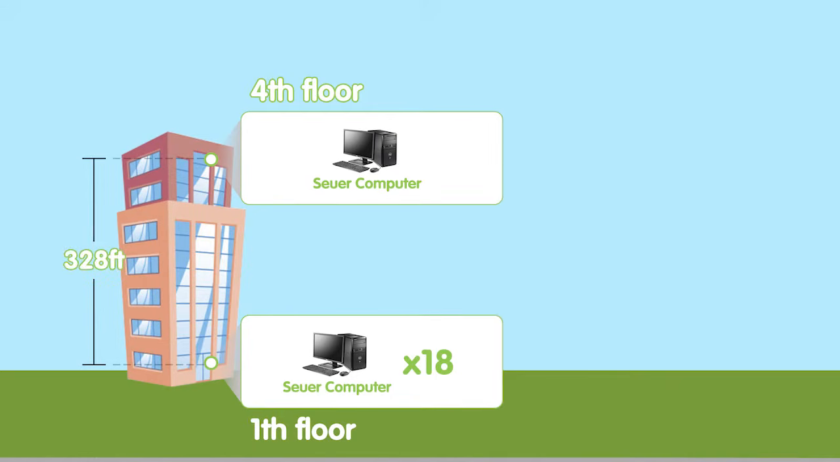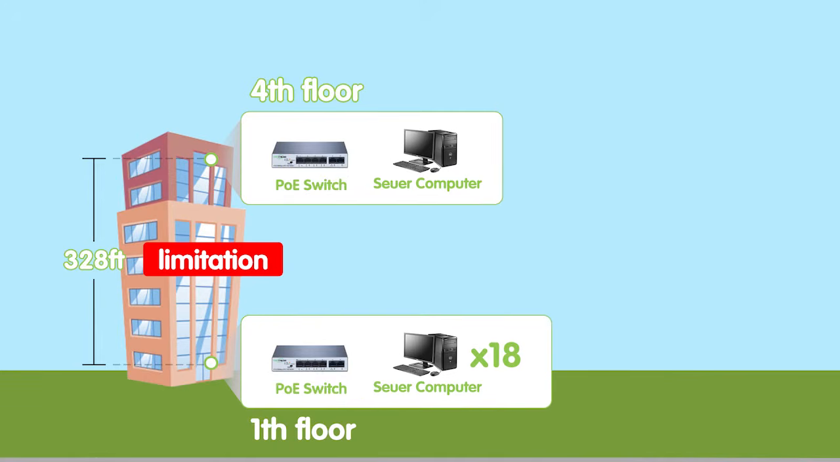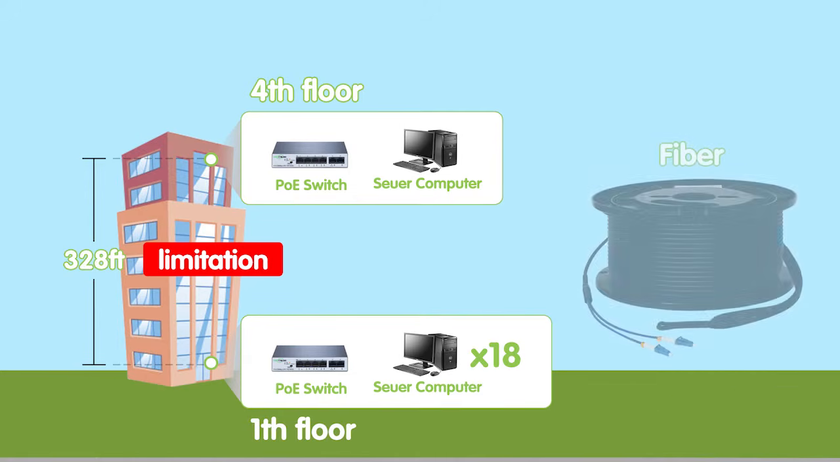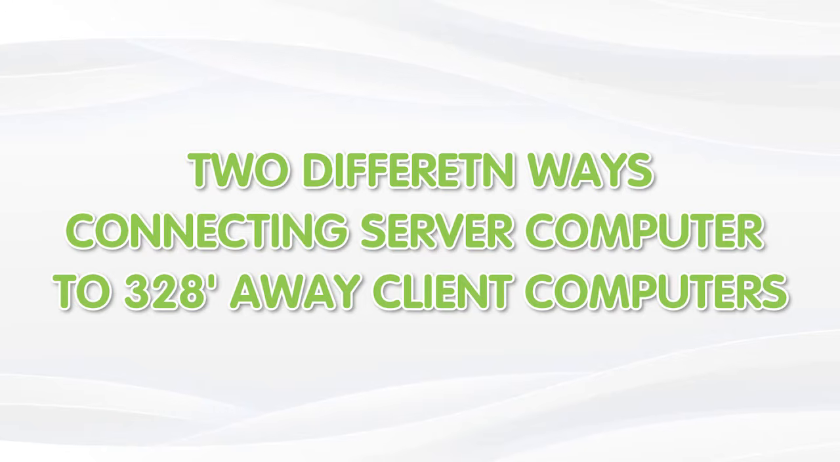We know there's a distance limitation for Ethernet cable connection, so the distance becomes a big task in order for him to connect the server computer to the 18 computers that he's adding. Our customer already has 2 switches with gigabit electrical ports, so he's looking for a solution to solve the distance problem. And he's thinking maybe using a fiber optic connection is not possible. So today in this video, we are going to explore 2 different ways to connect the server computer and the client computers over 100 meters.